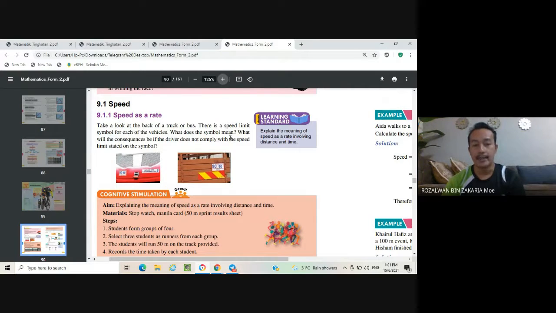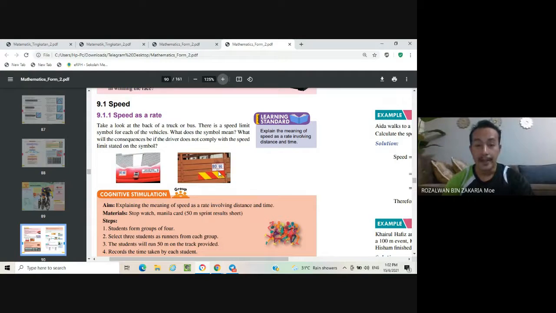What does the symbol mean, and what will the consequence be if the driver does not comply with the speed limit stated on the symbol? So what do you think? Maybe the authorities, the police, will give a summons or compound, because the driver did not obey the rule.